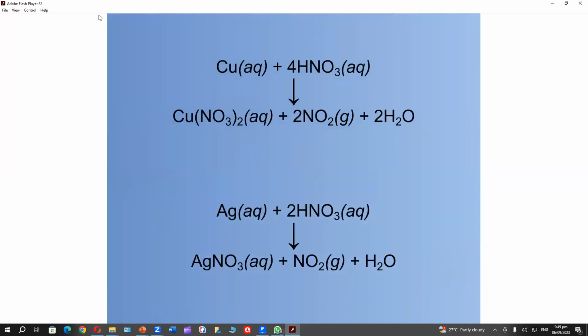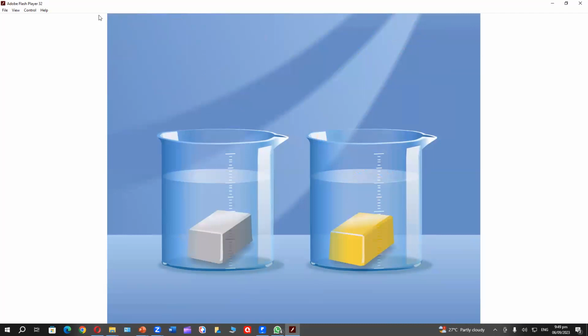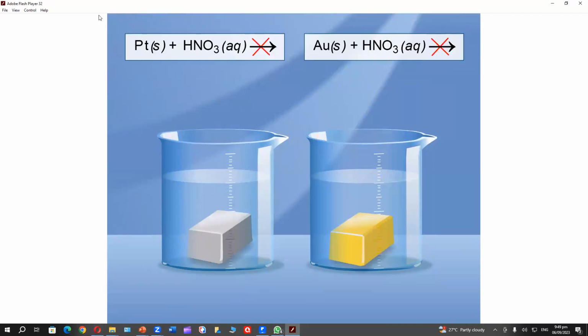Copper and silver react with concentrated nitric(V) acid according to the following equation. One of the reaction products is brown nitrogen(IV) oxide. Copper also reacts slowly with concentrated sulfuric acid. Gold and platinum do not dissolve in concentrated nitric acid, which is why they are described as noble metals.